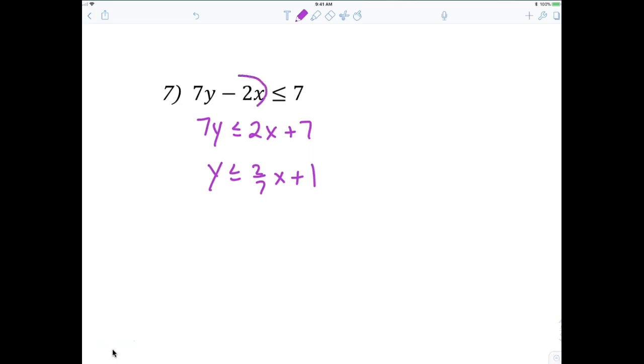It's not that I switched them, it's just that I moved something. Whenever I move something, I change the sign. Is that what you're asking me? Yeah, but it's still in the same order. Well, the 2x is now on the right side of the inequality. Oh, I know what you mean. Okay, good. Then you divide it by 7, right?